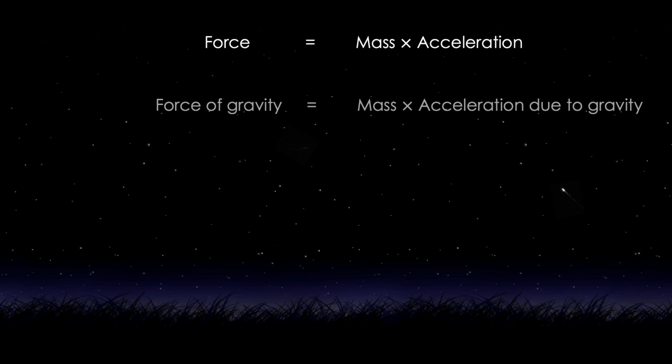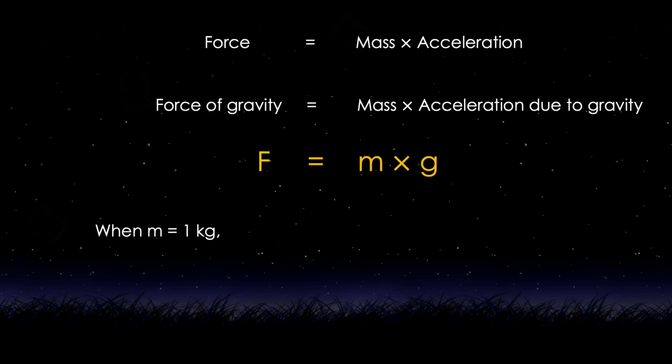According to Newton's second law, force is equal to mass into acceleration. Therefore, the force of gravity will be equal to mass into acceleration due to gravity. In other words, F would be equal to m into g. And when m is 1 kg, we saw that the force F is equal to 9.8 Newton, which means that the acceleration due to gravity would be equal to 9.8 meters per second square.